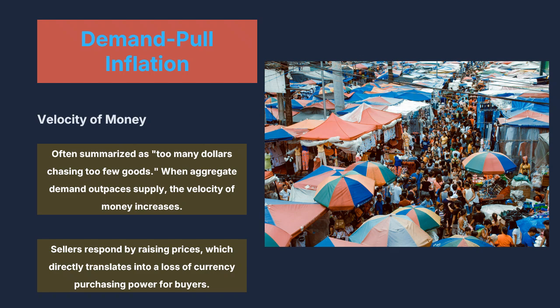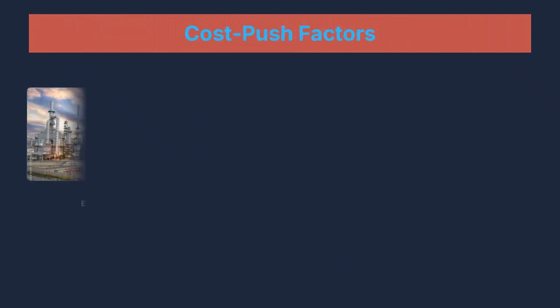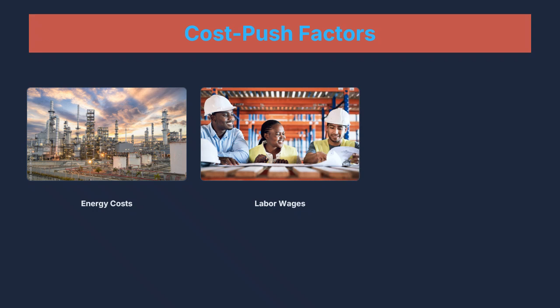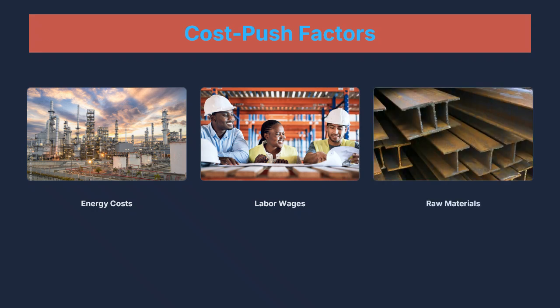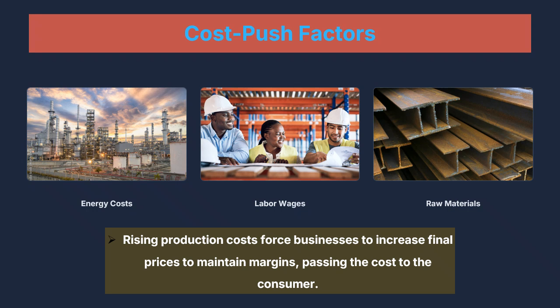Slide 8. Cost push factors. The second driver is cost push inflation. This is a supply-side shock. As we see in these images, if the input costs for energy, labor, or raw materials like steel spike, businesses cannot absorb those losses. They pass them on to the final consumer to protect their margins. The result is the same, the final price tag rises, and your currency buys less.